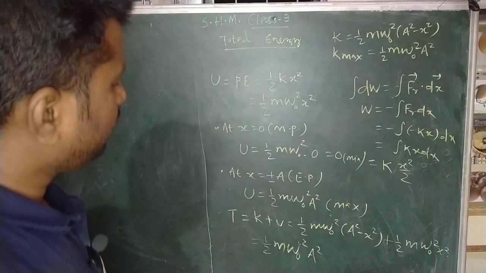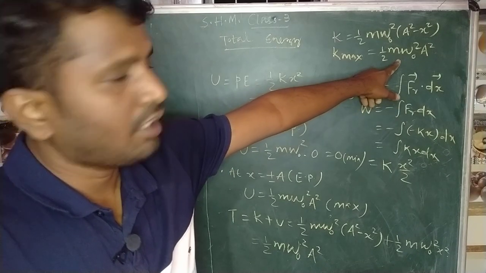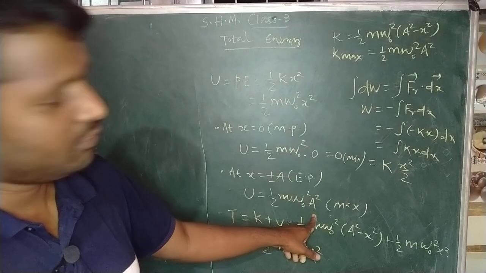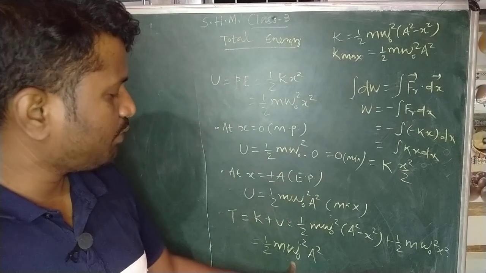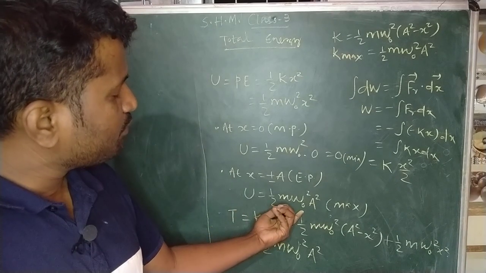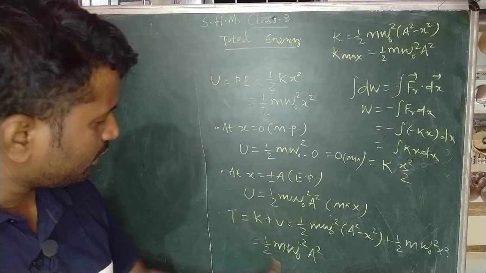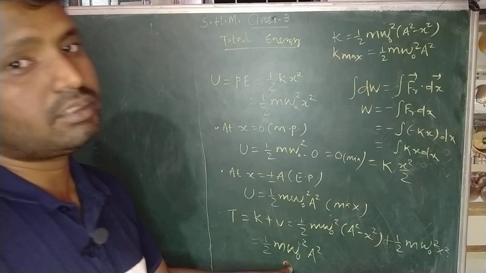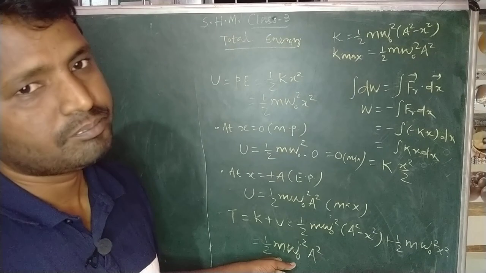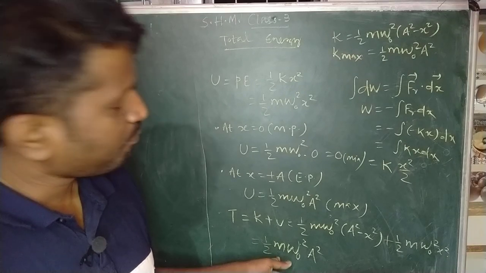So one thing you may have observed: the maximum value of kinetic energy is half m omega naught squared a squared. The maximum value of potential energy is also half m omega naught squared a squared. Total energy is half m omega naught squared a squared. That means where potential energy is maximum, kinetic energy must be 0 so that total energy remains constant. Otherwise the conservation of energy principle, a law of nature, would be violated.